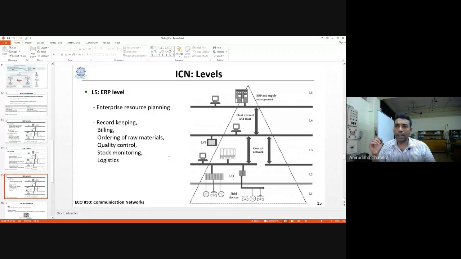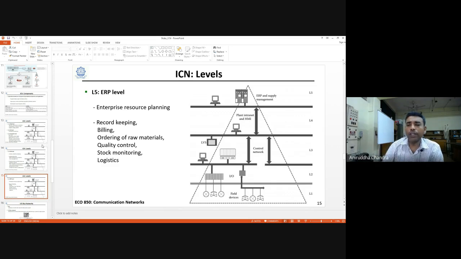And obviously all other kinds of things like the records, the billing, the ordering of raw materials, and then the quality control, like the things that are coming out of a manufacturing process, how they're working, the stock monitoring, the logistics, how these things will be going to and fro. So if you are in a medicine manufacturing plant, obviously your raw materials are those powders and different kinds of antibiotics which are coming in, and then going out are the sample bottles. So you have to keep track of all these things. So this L5 or ERP level is not much of communication, but much of record keeping, a database kind of thing. But they are inherently integrated into the whole system.